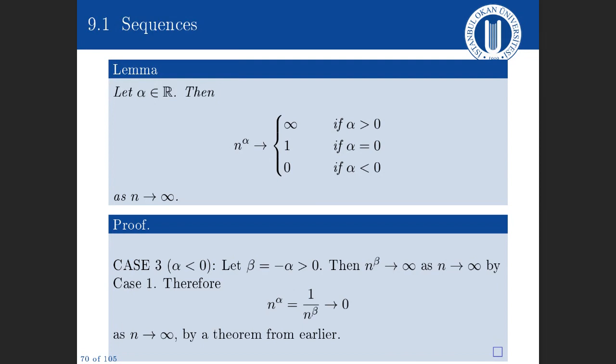And then finally, if we're on case 3, we're going to use case 1. Let beta be minus alpha. Then n to the power beta must tend to infinity, and therefore n to the power alpha, which is 1 divided by n to the power beta, must tend to 0.